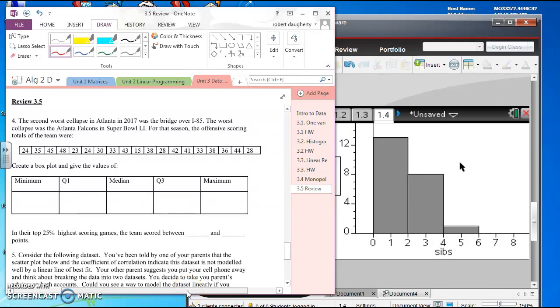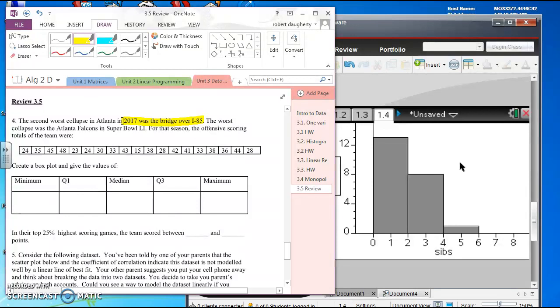Okay, to finish up our review for data analysis, the second worst collapse in Atlanta in 2017 was the bridge over I-85. The biggest collapse that year happened in Houston at the Super Bowl. So for the Falcons, this was the offensive scoring totals of the team that year. Create a box plot and give the values of the minimum, Q1, median, Q3, and the maximum.